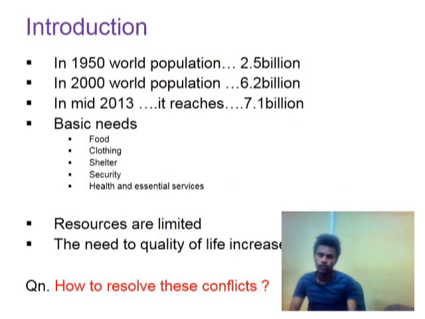As an introduction, let's look at some points about the world population and relate it to work studies. In 1950, almost 70 years back, the world population was around 2.5 billion. And in 2020, the world population was 6.2 billion. And today, the world population is beyond 7.5 billion.